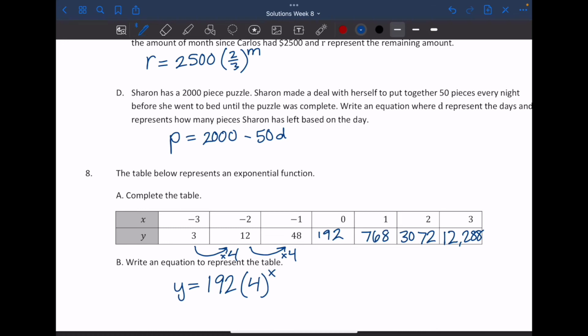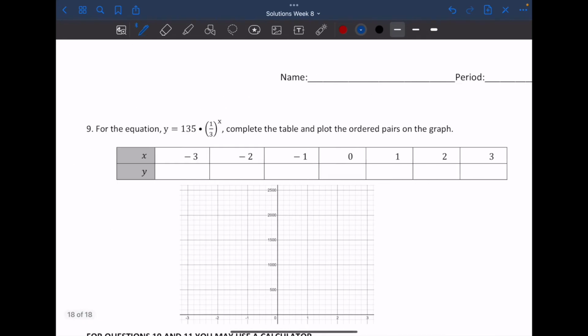And that brings us to our last page. We're almost there. For 10 and 11, we can use a calculator, but we can use some basic arithmetic for some of the other things here. For the equation y equals 135 times 1/3 to the power of x, complete the table and plot the ordered pairs on the graph.